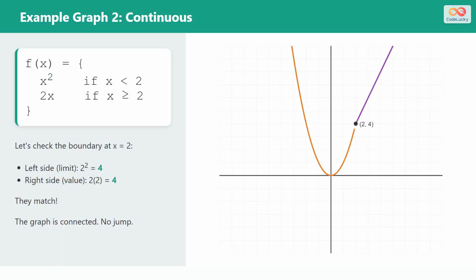Sometimes the pieces meet up perfectly. In this example, the orange curve is x squared, and the purple line is 2x at the boundary of 2. Both rules give us the value of 4. Because they connect at the same point, the graph is continuous. You could draw it without lifting your pencil.